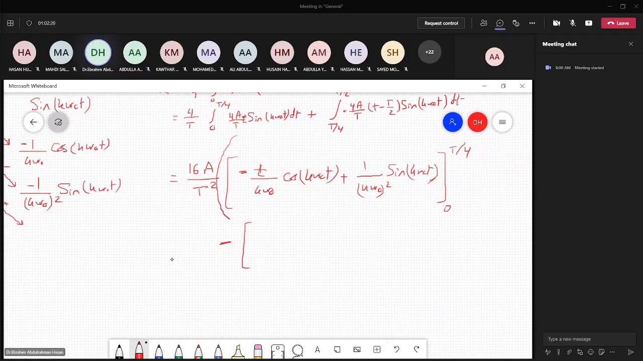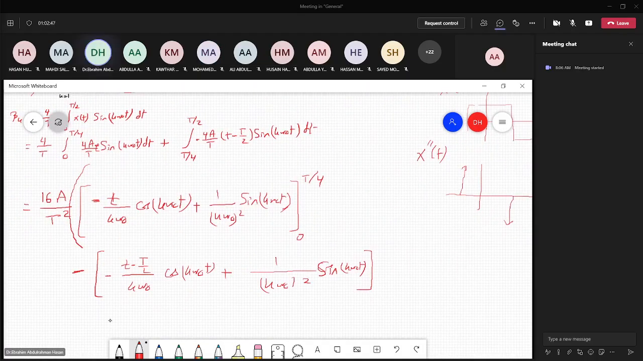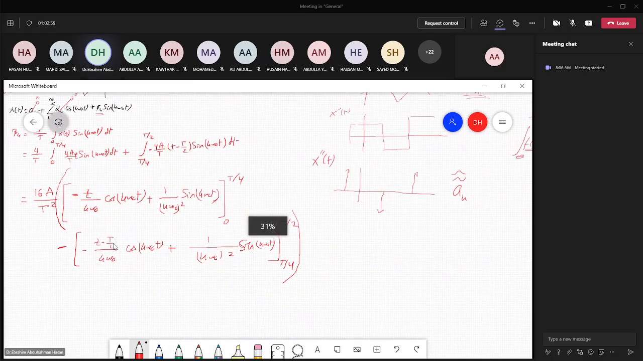Okay, now we will get minus t over 2 divided by k omega naught cosine k omega naught t, and plus 1 over k omega naught all squared sine k omega naught t. Okay, from T over 4 to T over 2. You just need to solve this one.